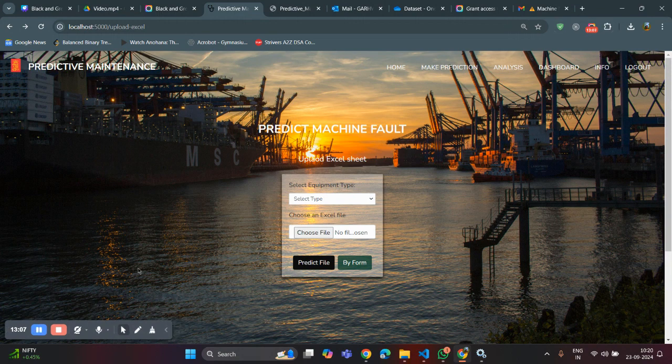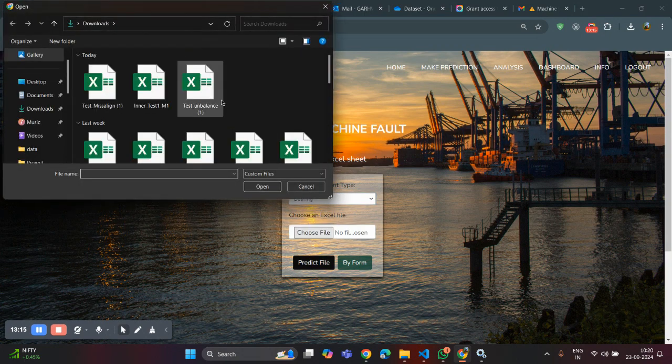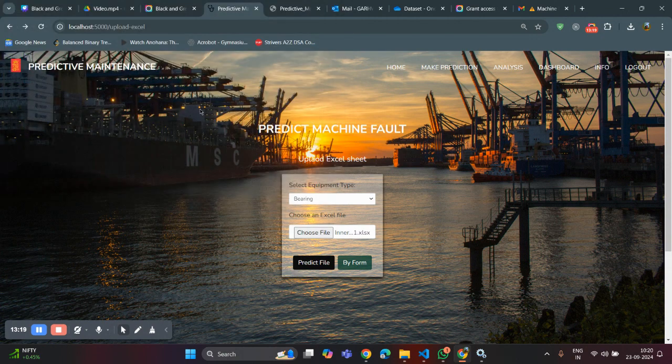So now we will go for bulk prediction. Suppose let's go for bearing. Let me choose the file. This is the file. In this Excel sheet we have the data for all the machines in our industry. We can predict in bulk. This is the third type of fault which we have covered in our system.